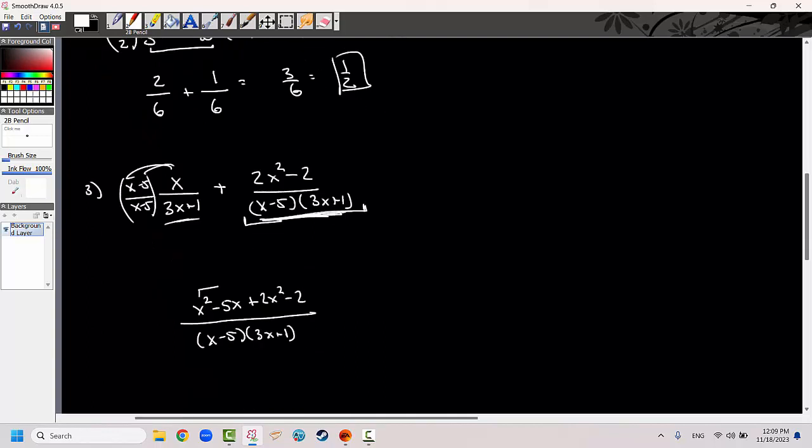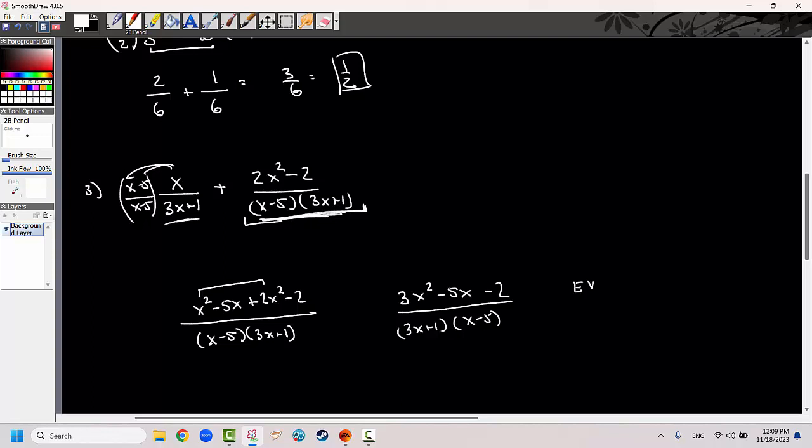And now I'm going to go ahead and combine my like terms. I get 3x squared. The negative 5x cannot combine with anything, so he comes along for the ride. Minus 2 over, looks like 3x plus 1 times x minus 5. Okay. I feel like that might be as far as we can go.